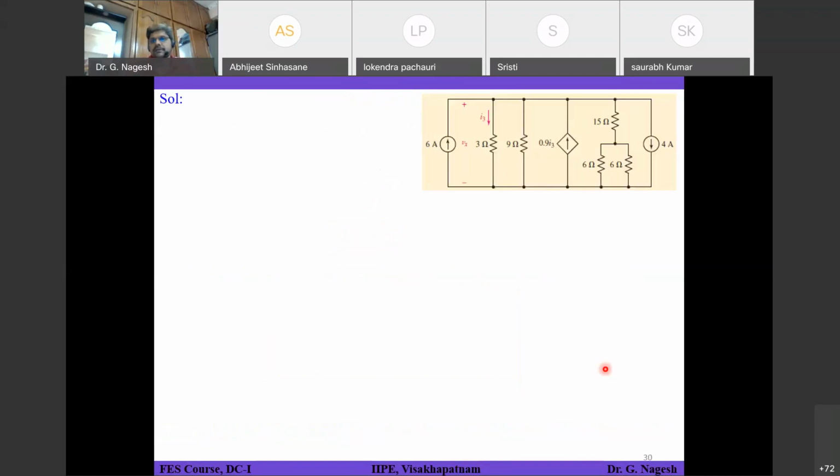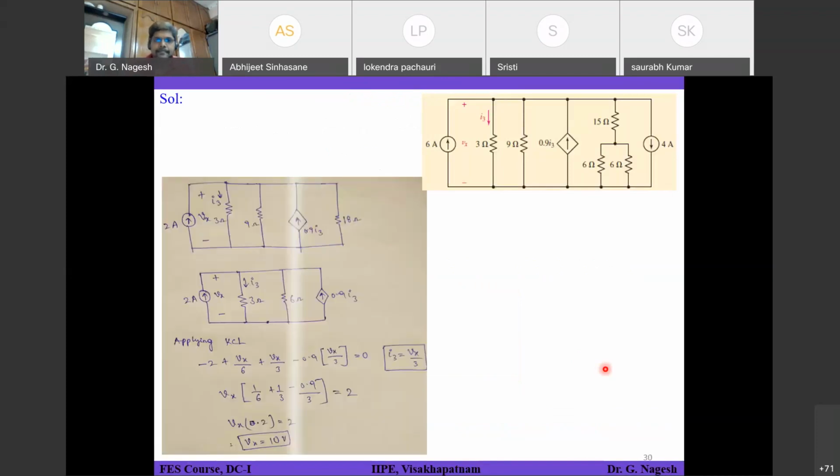So I have shown the same circuit here. How I have approached it: first, the current sources. 2 amperes is coming, carrying in the upward direction, and Vx remains the same. Nothing is going to change. And this is going to become 18 ohms: 6 in parallel with 6, in series with 15, so it becomes 3 plus 15, which is 18 ohms.